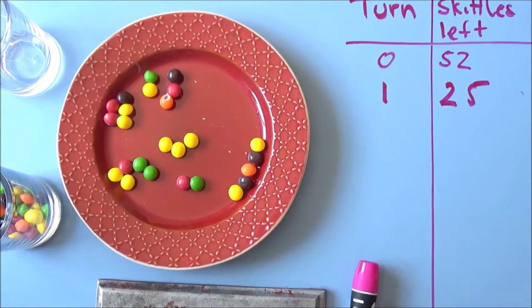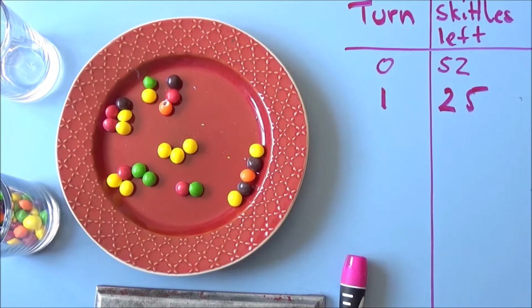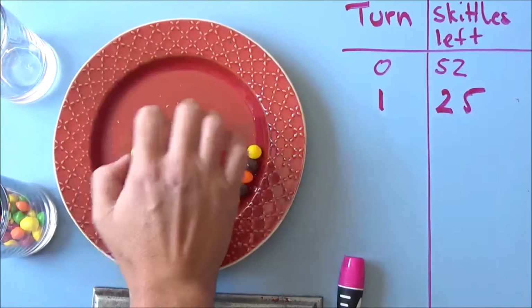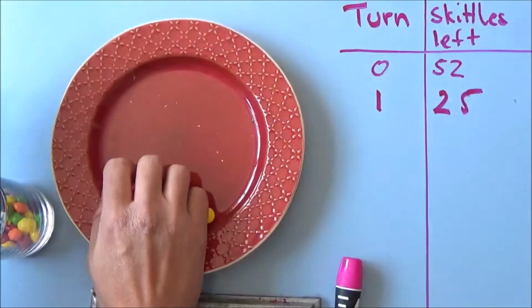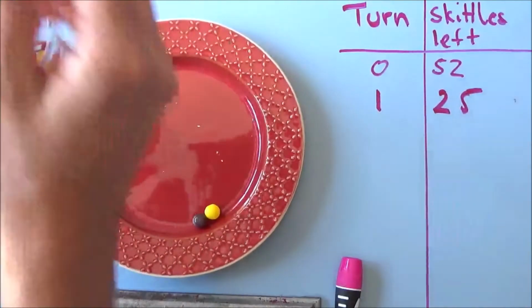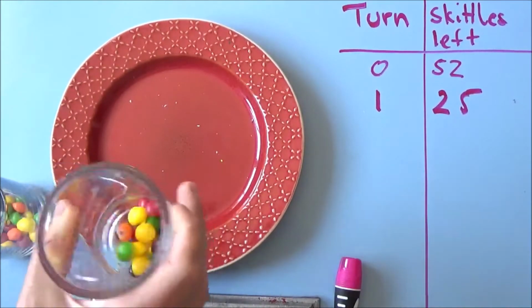Now obviously there weren't precisely 26 left, because it is still completely random. I can't guarantee it for certain, but the more Skittles I do this with, if I did this with 1,000 Skittles, the closer I would get to the probable number. Okay, so I'm going to do it again on my second turn.